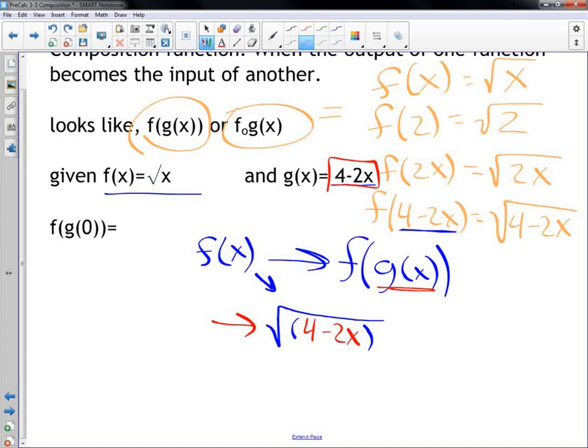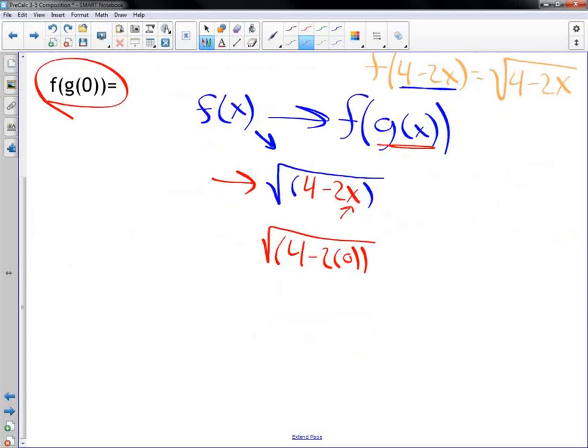Now, right here they're asking what's f of g of 0? Just tell me what I'm going to do. We're going to plug a 0 right there. I'm going to say square root of 4 minus 2 times 0. So we get 2 times 0 is 0, 4 minus 0 is 4. So we get the square root of 4, which is 2. What's f of g of 0? 2. Okay?